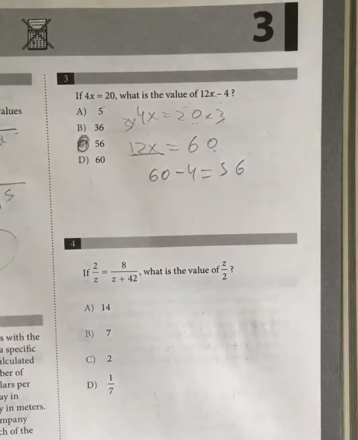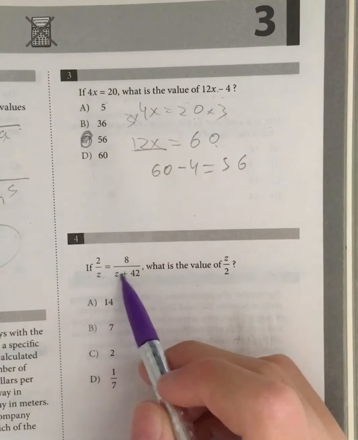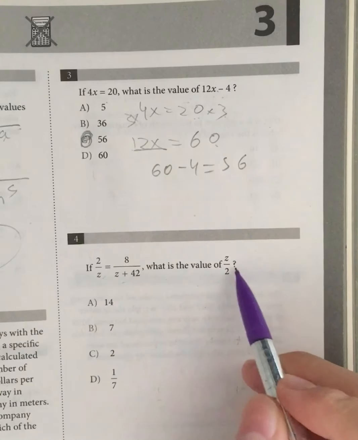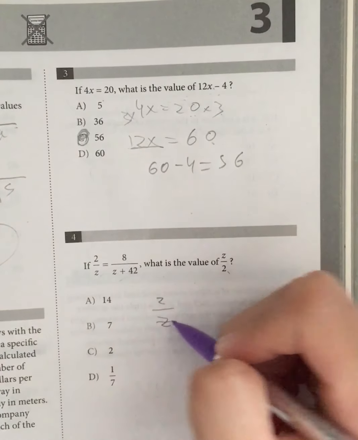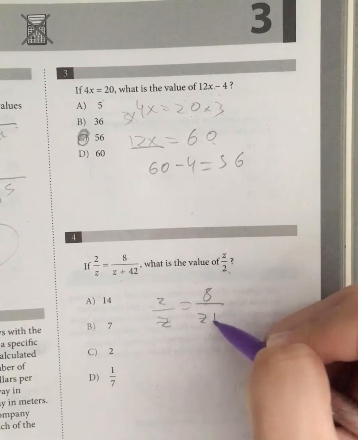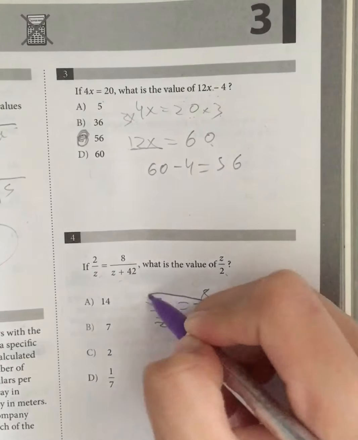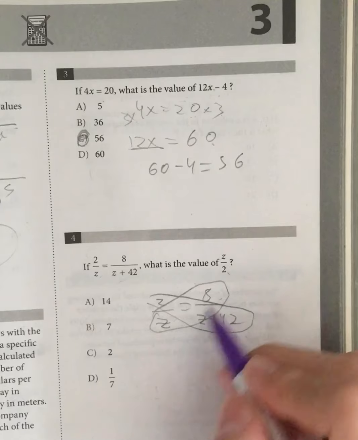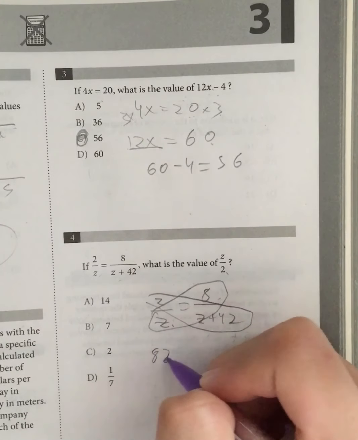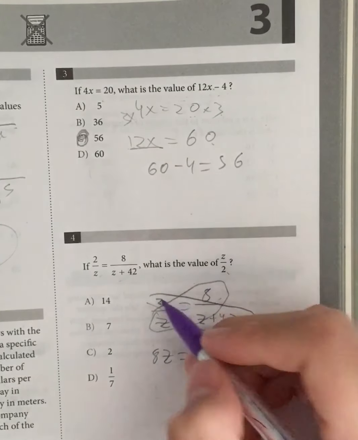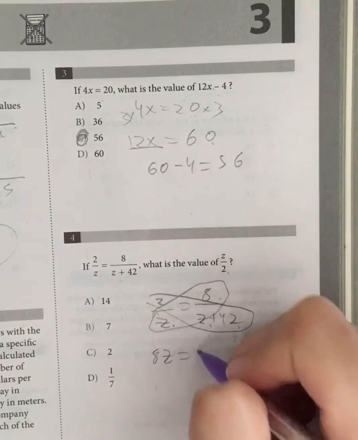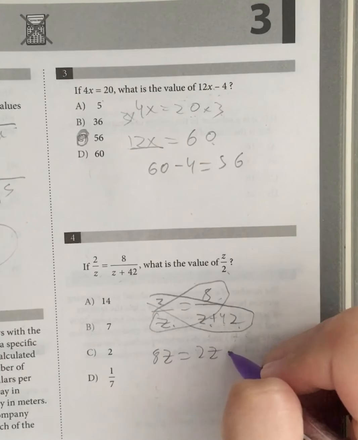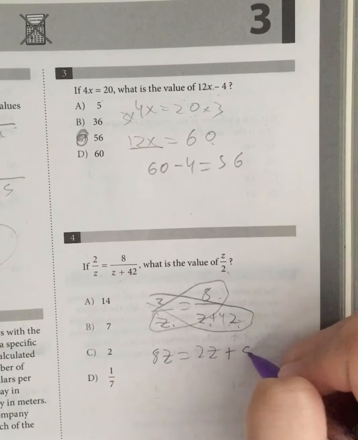Moving on, question 4. If 2 over z is equal to 8 over z plus 42, what is the value of z over 2? So in this case, there are no shortcuts, right? 2 over z is equal to 8 over z plus 42. What I'm going to do is cross multiply. So 8 times 2 is 8z... no, 2 times z plus 42 is 2z plus 84.